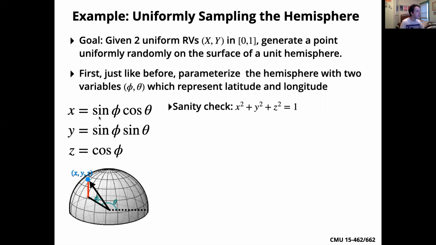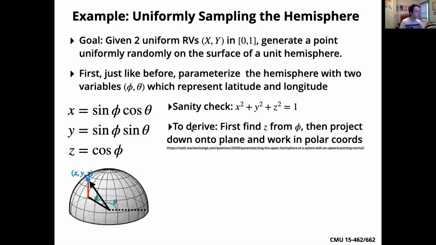But just as a sanity check, we should make sure that summing up the coordinates and squaring them gives us the radius, right? That's just the definition of a sphere. And to derive this, there's this math stack exchange link that I encourage you to check out if you're a little confused on this. But to derive this, you can just first find z from phi, and then project down onto the plane. And then you can just work in polar coordinates.